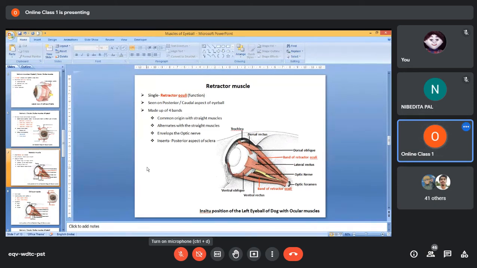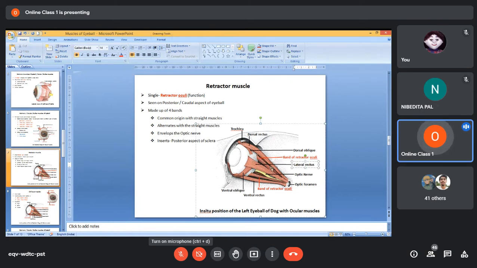That means, if you go on counting the muscles, suppose you have dorsal rectus, then on the other side you will have lateral rectus. Now if you see in this image, you have dorsal rectus here, then lateral rectus here. So between these 2 recti, you have one band of retractor muscle. So this is a band of retractor muscle.